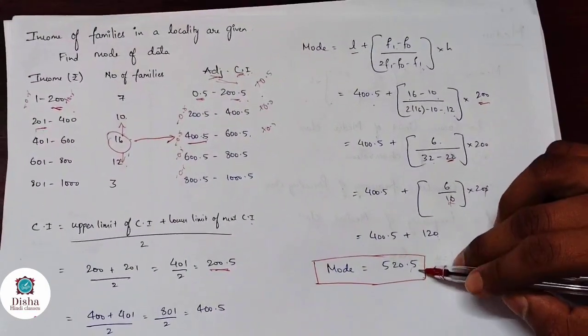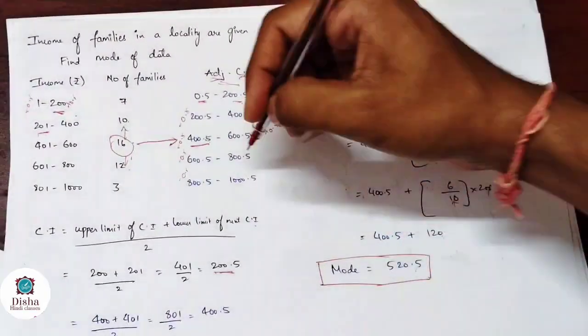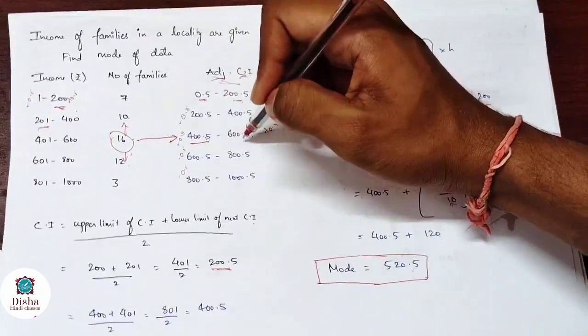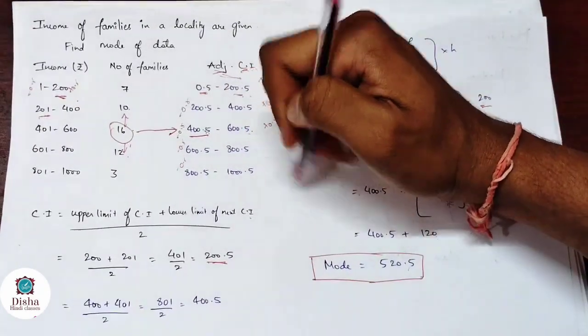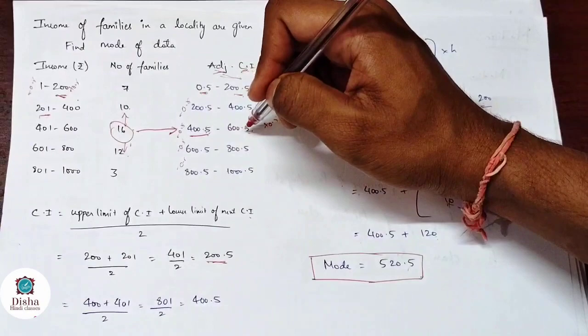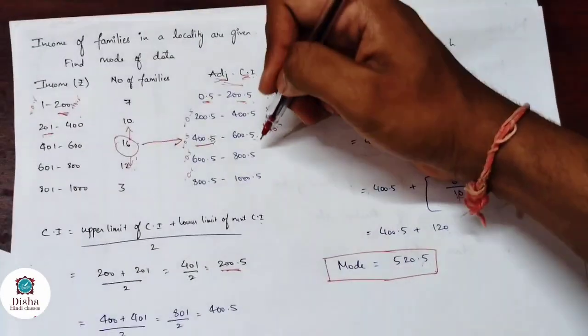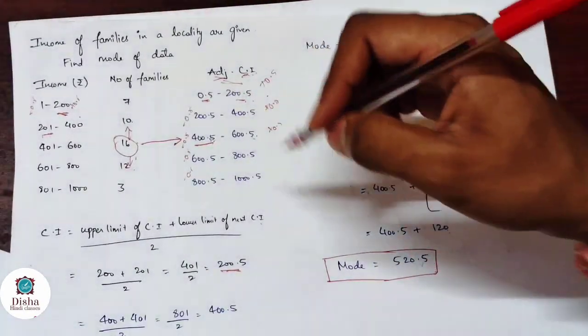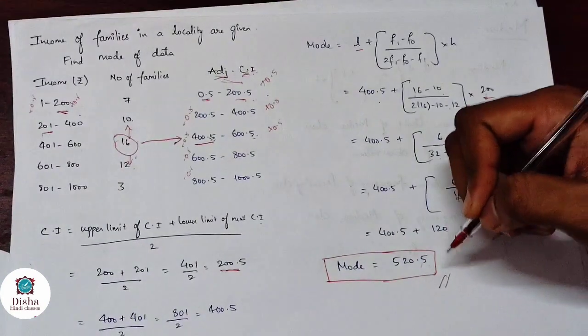Here you can observe that the mode is lying in the model class itself, 400.5 to 600.5. So 520.5 lies between 400.5 and 600.5. So the mode of the income of families is 520.5.